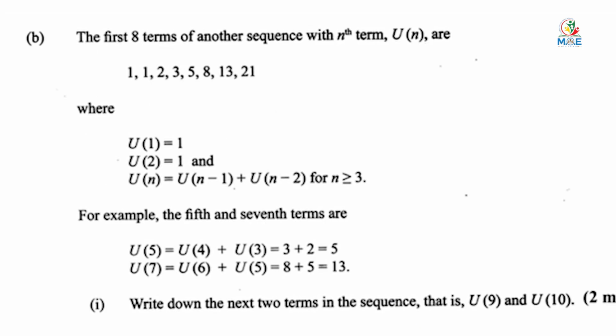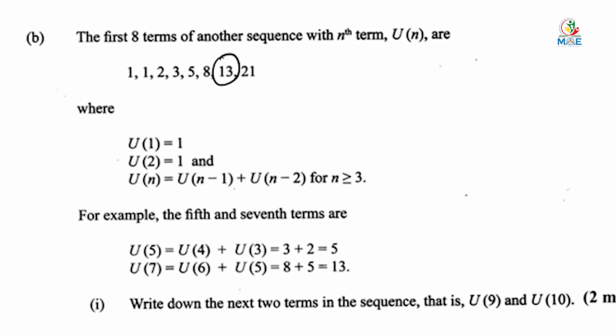So they give us an example here. For example, the fifth and seventh terms are, so we see the fifth term, which is u5, is equal to the sum of the two previous terms, so u4 plus u3. We see u4 is represented as 3 because that is the fourth term in the sequence here. And u3 is represented by 2 because that is the third term in the sequence. And then when you work it out, you have 5. And the same thing for u7. u7 is the seventh term in the sequence. So 1, 2, 3, 4, 5, 6, 7. That would be 13.